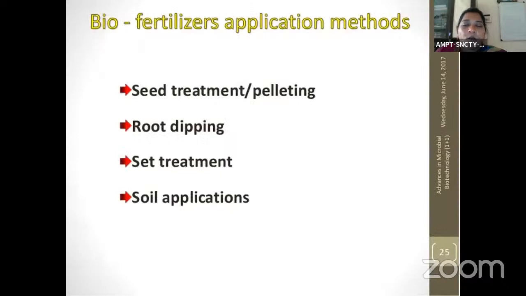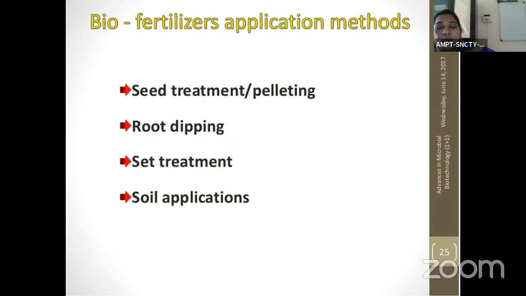Okay, when we talk about the production and uses of biofertilizers, there are different application methods we can use: seed treatment or seed pelleting, root dip method, or set treatment. Mostly we use set treatment for the sugarcane crop, and soil application. Mostly the seed treatment method is very efficient, because along with our crop, the biofertilizer can grow and colonize the roots, and it will give maximum potential during the seed treatment.